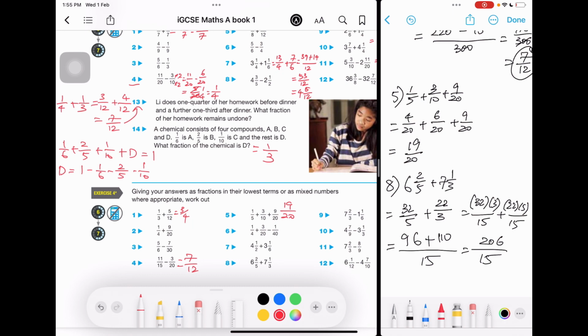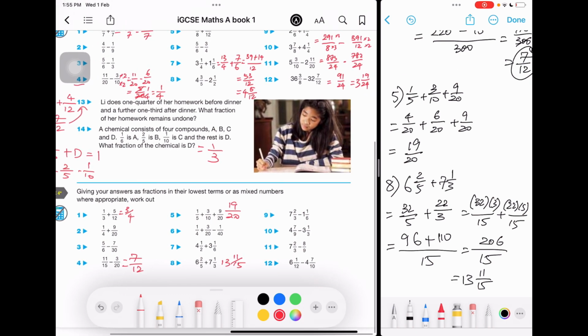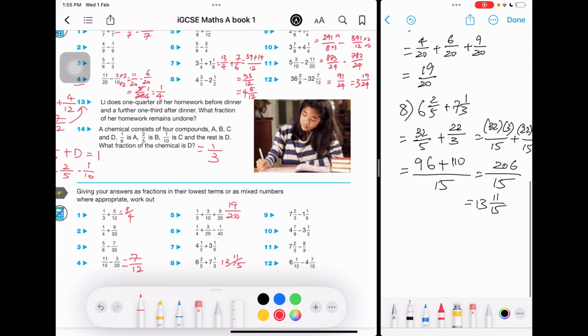206 divided by 15, you will have 13 wholes. Then you minus this from 206, and you should get 11 out of 15 as your final answer. So this is for question 8: 13 and 11 over 15. Alright, so let's try a different one. Question 9.